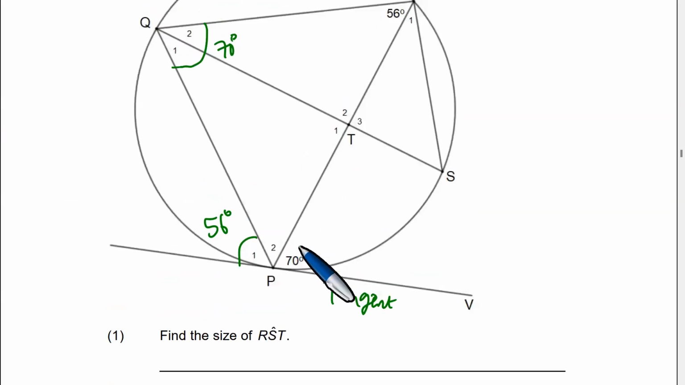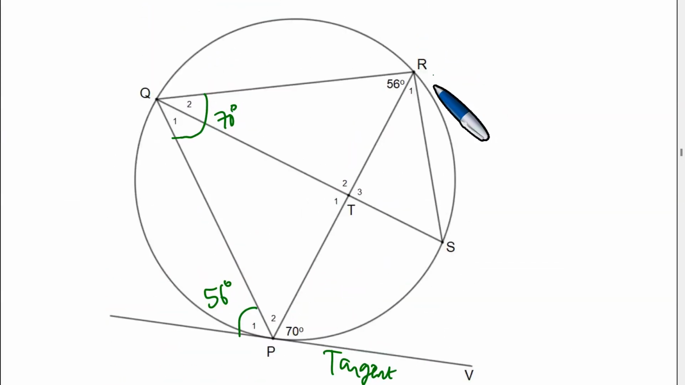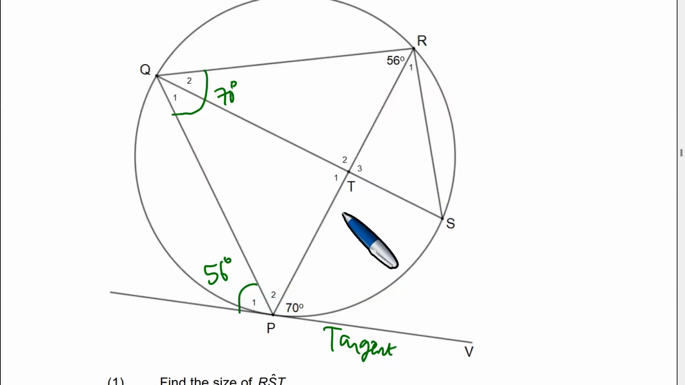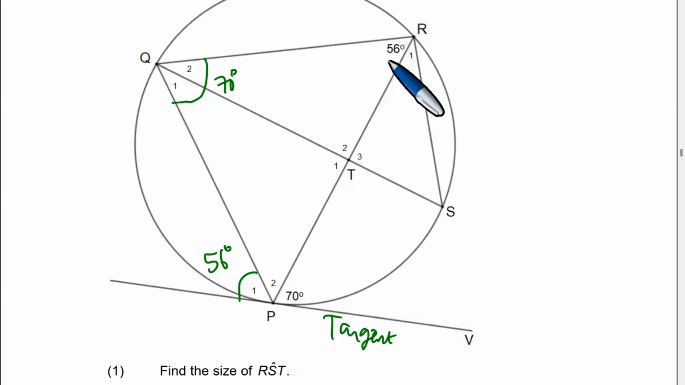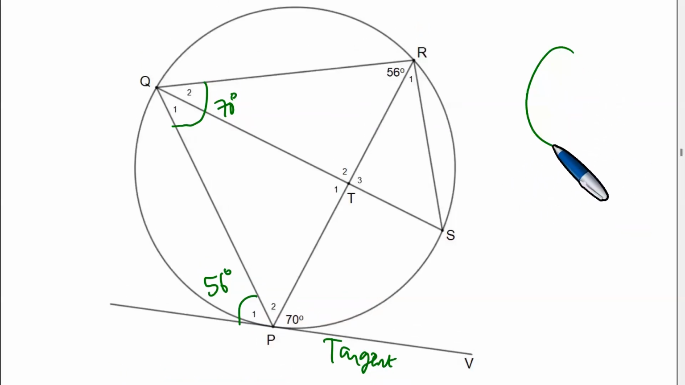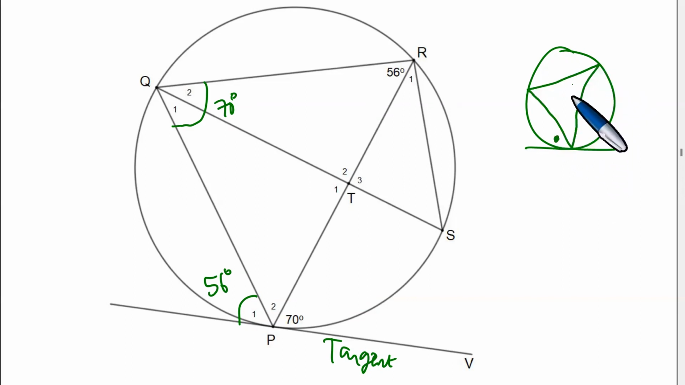Right, so find the size of RST. To find the size of angle RST, you know that this one is 56 and this one is 56. This one is 70 and this one is 70. So angle P1 is 56 degrees because of the tangent-chord theorem. You have these here, and this angle is equal to this angle there.